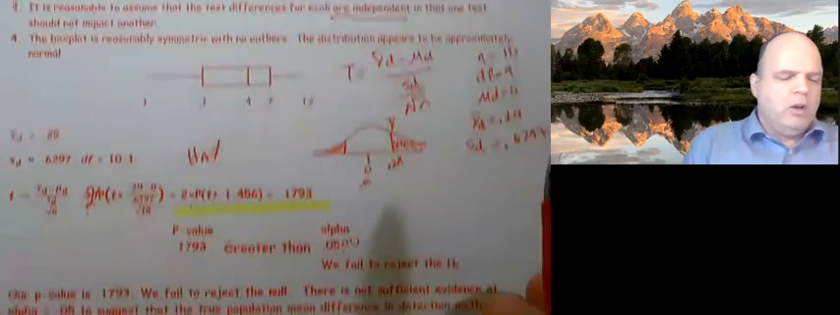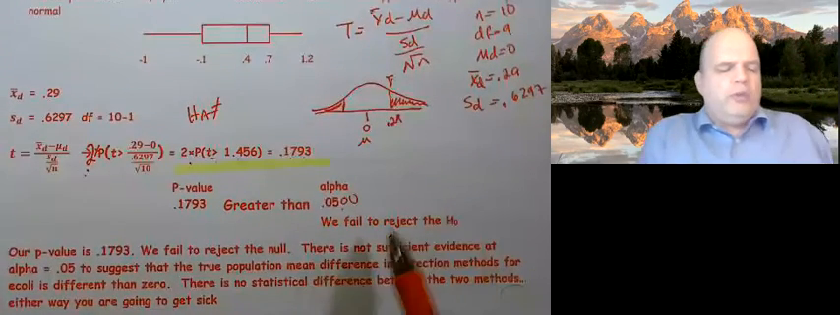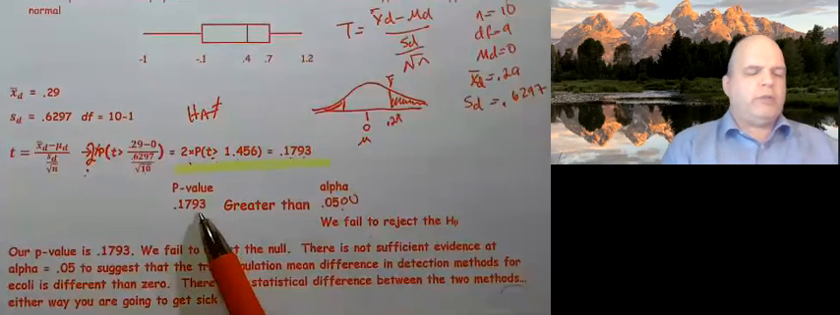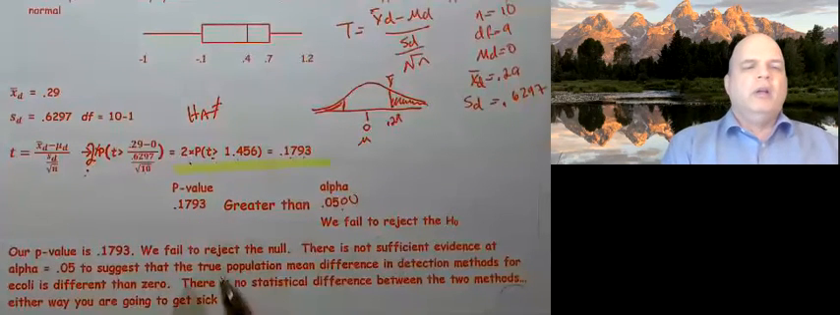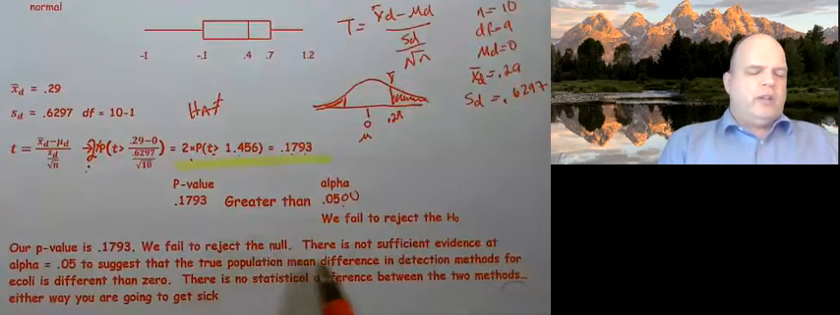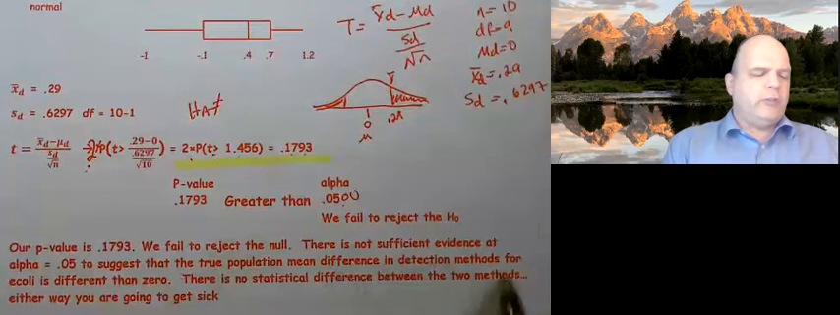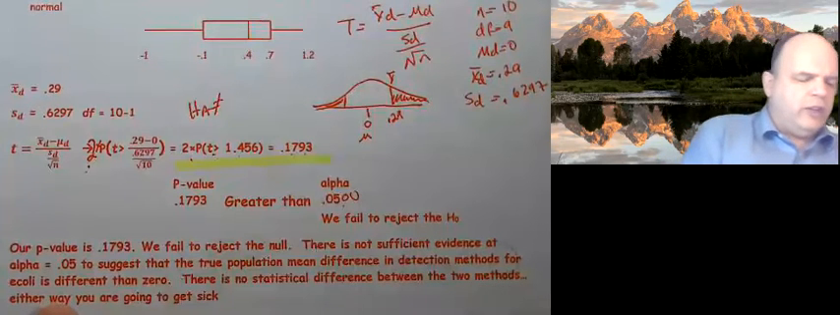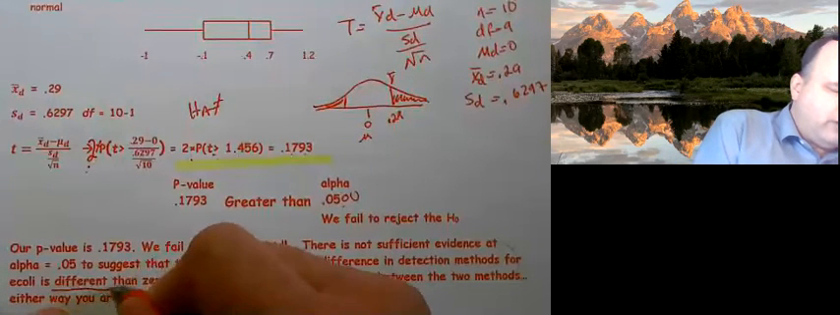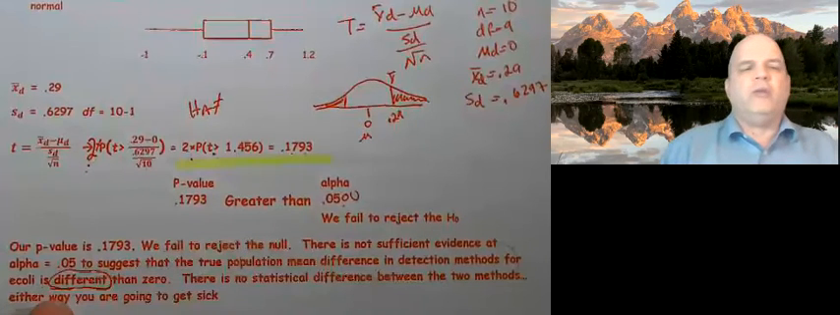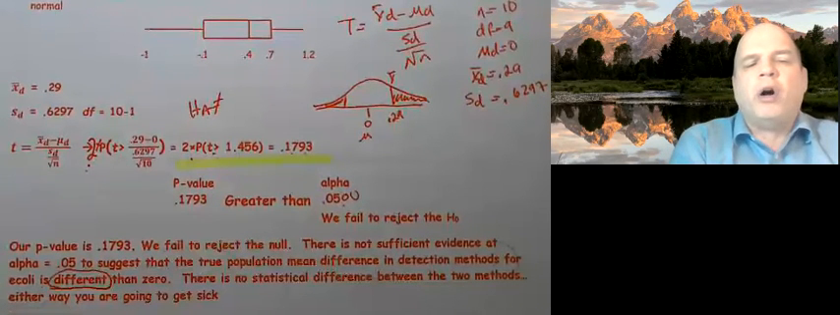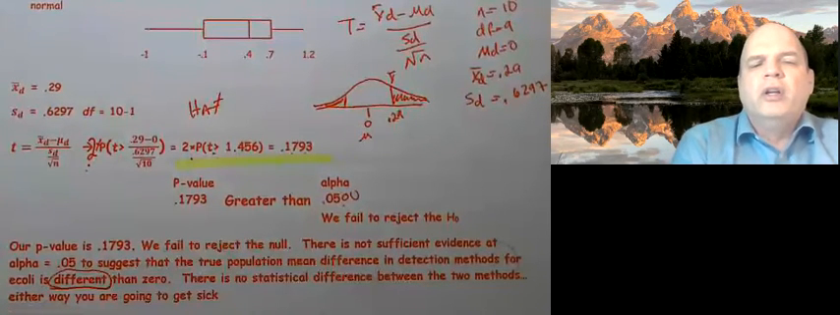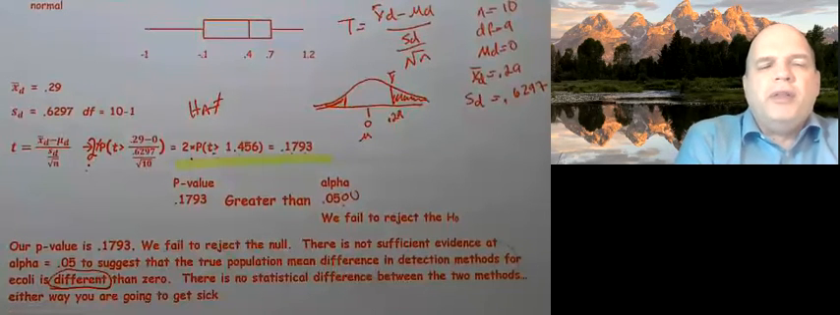Okay. So our decision was to fail to reject because 0.1793 was greater than 0.05. So we fail to reject. There is not sufficient evidence at alpha equal 0.05 to suggest that the true population mean difference in detection methods for E. coli is different than 0. Not greater than 0, not less than 0, different, because that was what our alternative hypothesis says. So there is no statistical difference between the two methods.